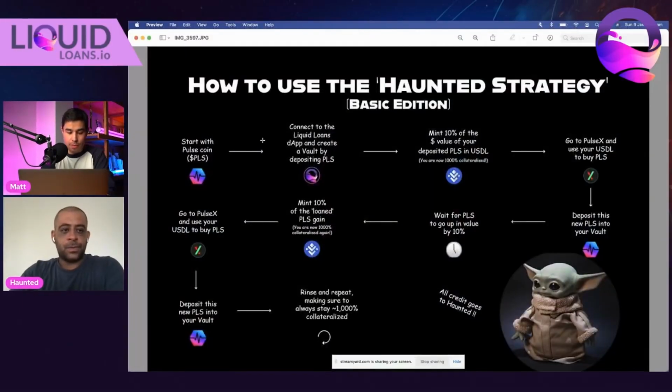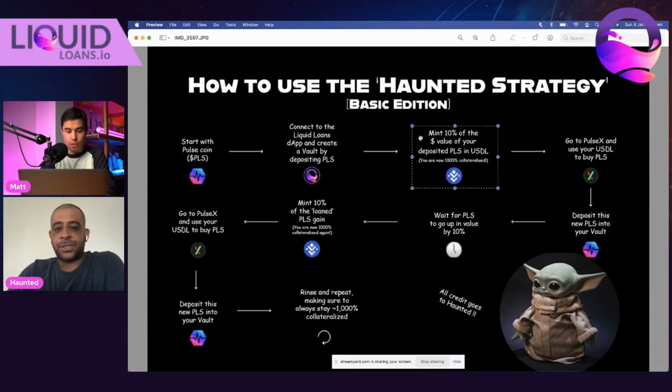This is the basic edition of the Haunted strategy. It's a flow chart of what we're going to do and how it works. Over here, we start with our Pulse. We connect it to the Liquid Loans DApp to create a vault. And then when we go in the vault, we mint stablecoin of 10%, which is a ratio of 1,000% collateral, which I'll explain later on how to do on the front end.